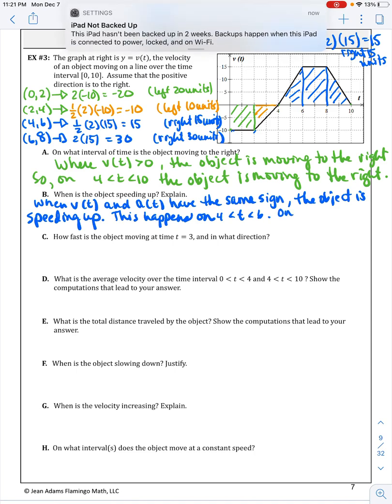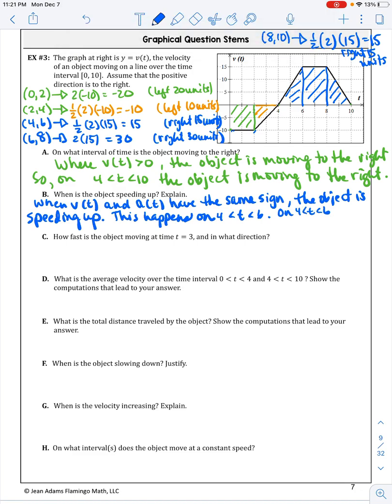And then I put on this interval from 4 to 6, v of t is greater than 0 and increasing. And the reason why we know it's increasing is because our a of t is greater than 0 also. Okay, they have the same sign. And when that a of t is greater than 0, the velocity is increasing.